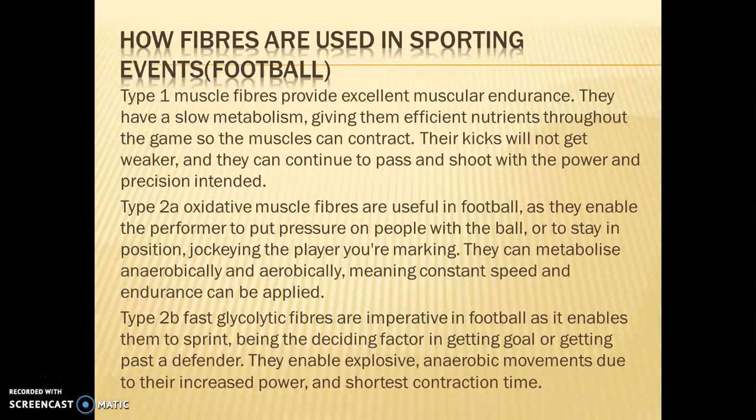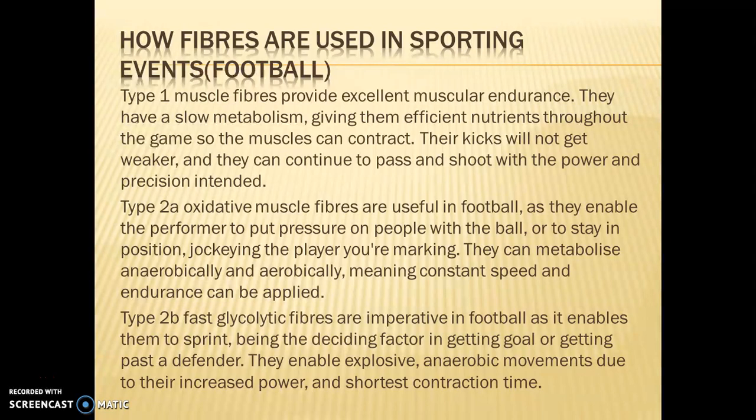In football, all of the muscle fibres are used at various stages. Type 1 muscle fibres are used throughout, providing excellent muscular endurance, enabling the performer to reduce fatigue felt and continue to perform at a high level. They have a slow metabolism, which means they continually digest food, giving them efficient nutrients throughout the game so their muscles can contract without losing speed over longer periods. It also means their kicks will not get weaker due to fatigue, and they can continue to pass and shoot with the power and precision intended.